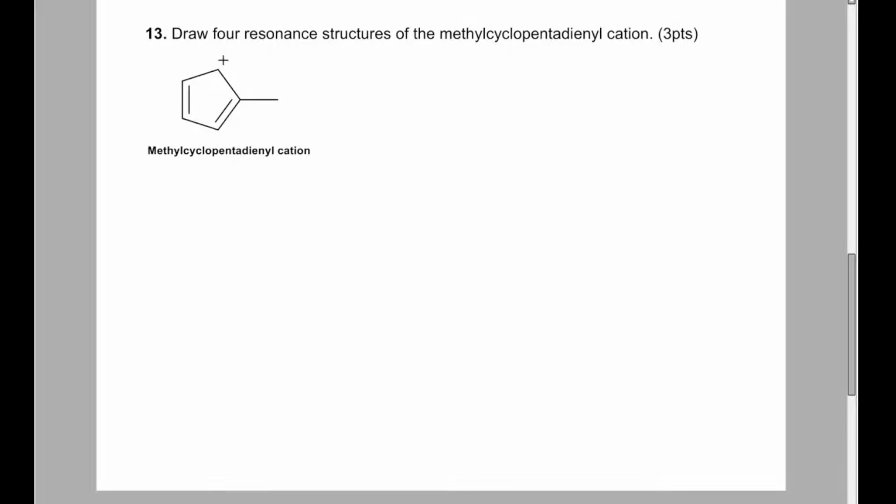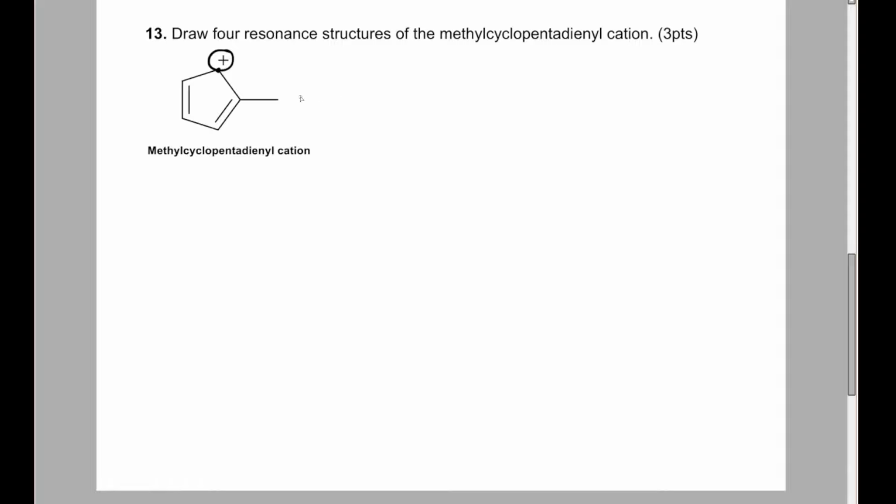13. Draw 4 resonance structures of this cation. So we know that this carbon has a positive charge, and then there are these 2 double bonds, obviously. And basically what we can do is every time you move the double bond over one spot, the positive charge will be displaced and it'll go somewhere else.